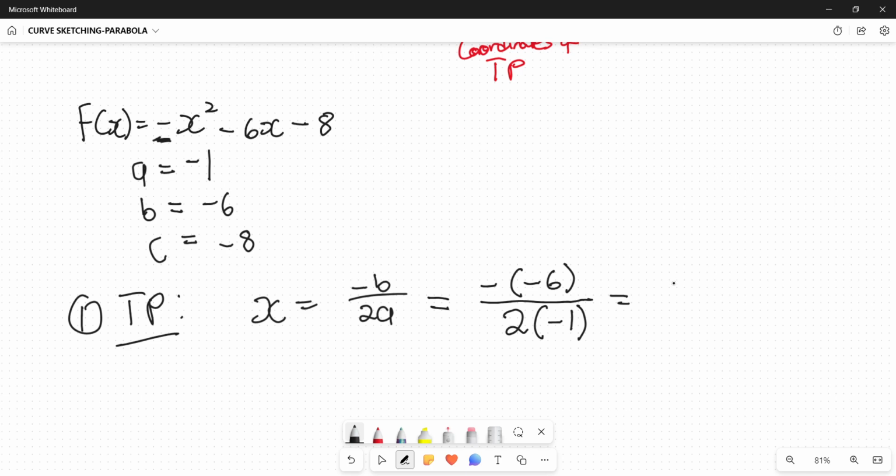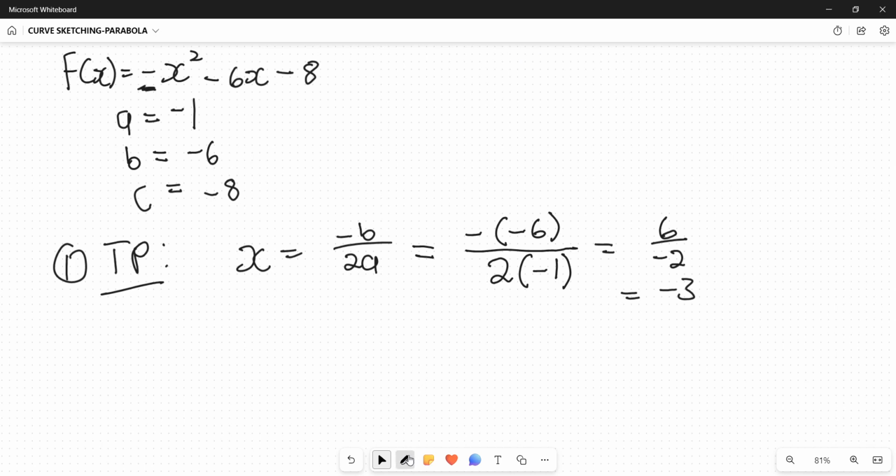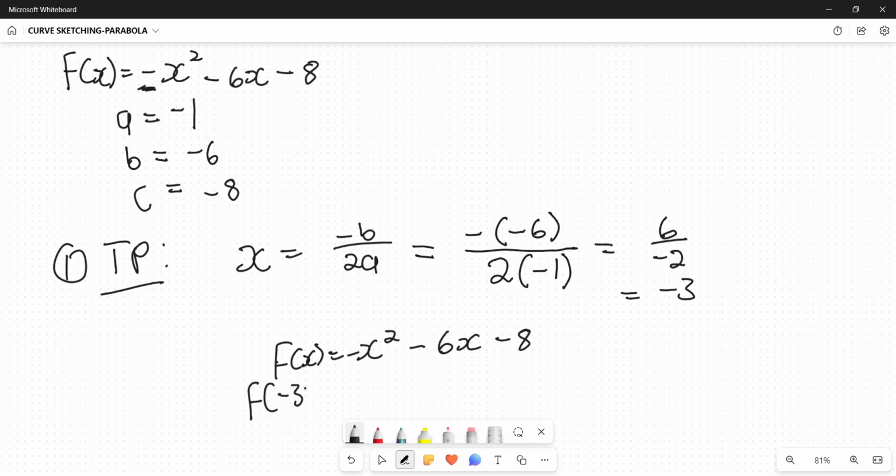So now this will be +6 divided by -2, which is equals to what? -3. So now we have found the x coordinate of a turning point. Now to find the y coordinate, we have to substitute -3 into the function f of x equals to -x squared minus 6x minus 8. So now we have to find f of -3.